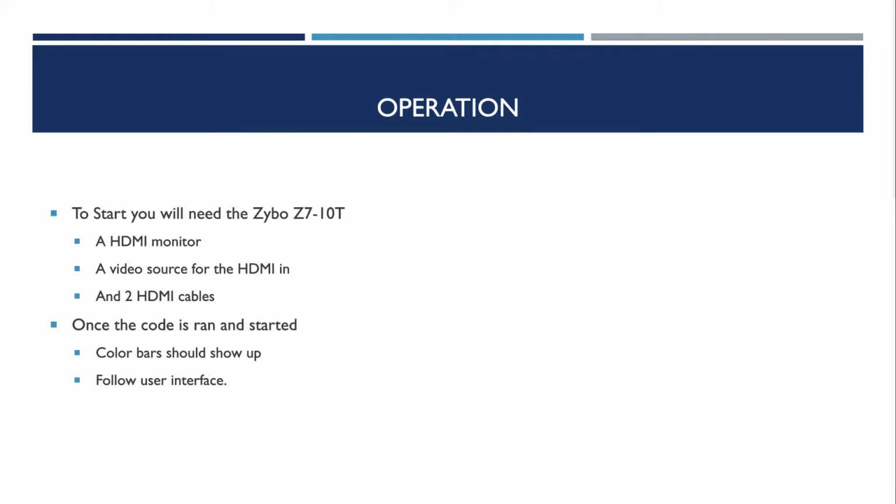For our operation, you just need the Zybo, two HDMI cables, an HDMI monitor, and a source that goes into the Zybo. The source can be anything from a gaming console or a laptop or another computer. Once you run the code and make sure it starts up, you should see colored bars, and that means it's working. At that point, you can follow the user interface that pops up, and you can manipulate the video through that.